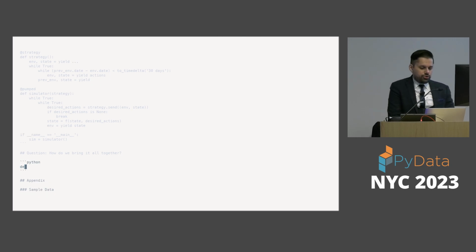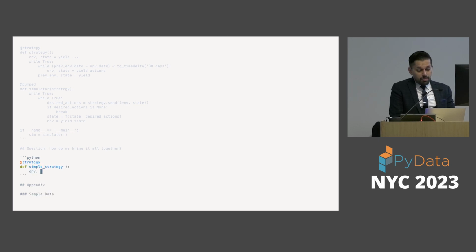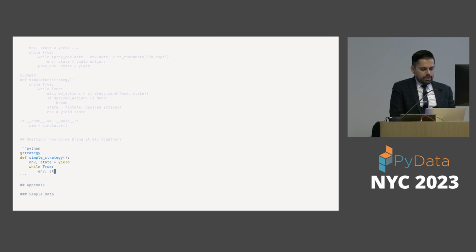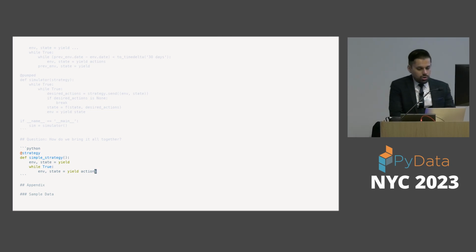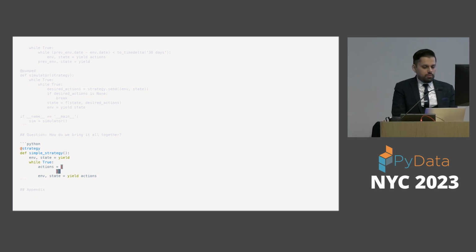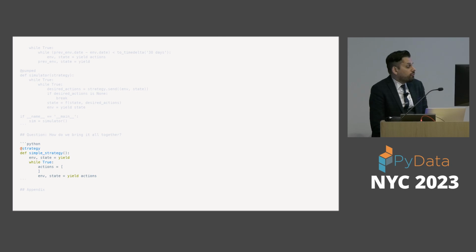At its core, what is the strategy going to look like? Well, the strategy is going to be, here, a simple strategy. An environment and some state that you get each step, and then you tell it what you want to do. And what you want to do is perform some trades. How do you want to perform those trades?